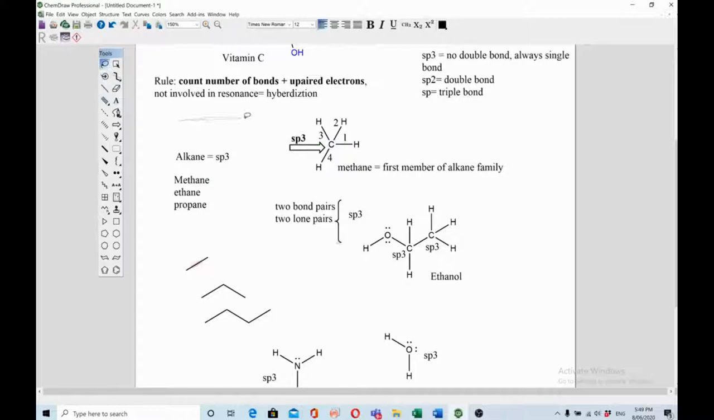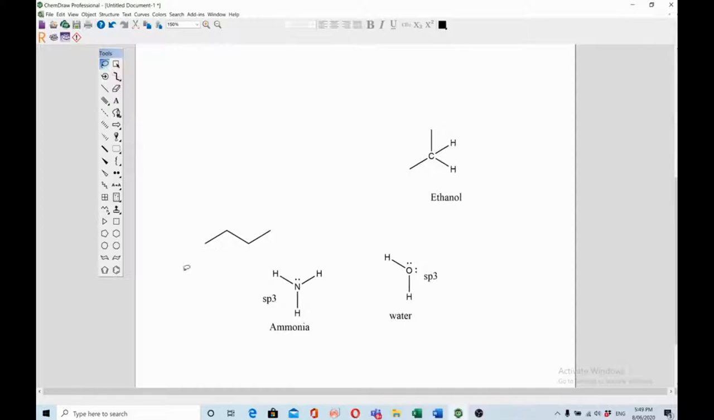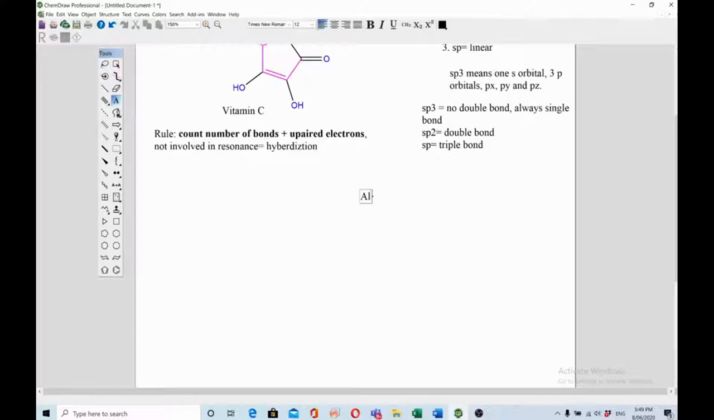I will erase this one now. In the second part I will show you the hybridization of alkenes, and at the end we will go to vitamin C. So alkenes have sp2 hybridization, and benzenes also have sp2 hybridization. Benzene sp2, right? Now let me explain why alkenes have sp2.